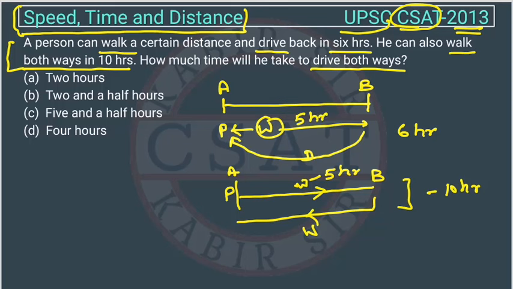If walking one side is 5 hours and the total is 6 hours, then the drive will be 1 hour, right? So one side drive is equal to 1 hour. Two side drive will be equal to 2 hours. This is our answer. So option A is the correct answer.